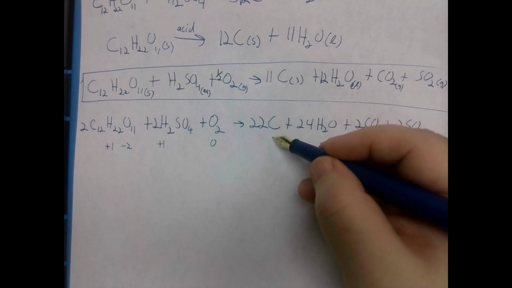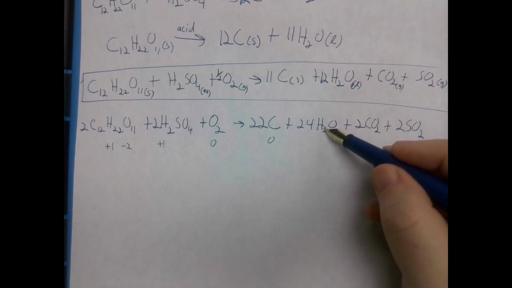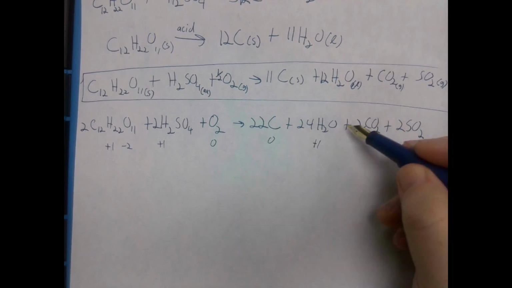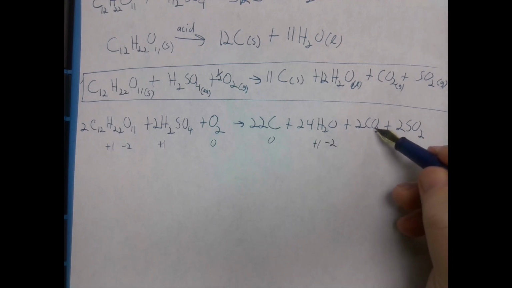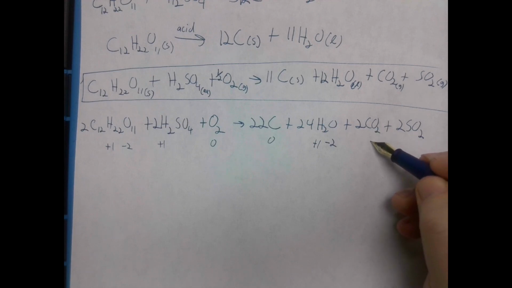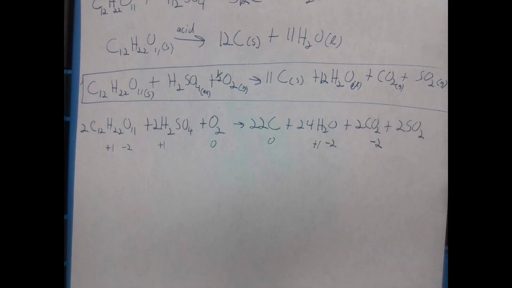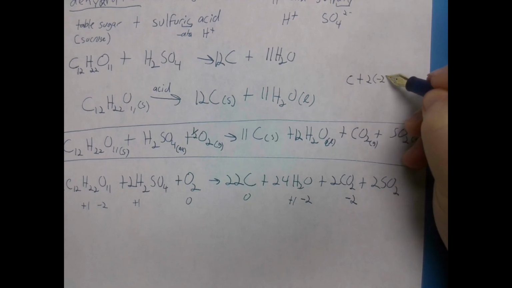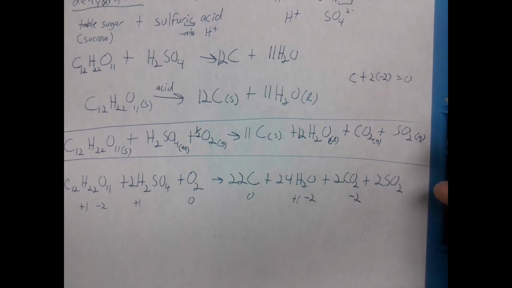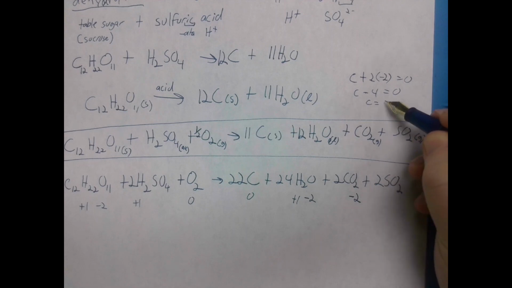What is the oxidation number here for carbon? What about hydrogen and water? Oxygen, -2. Oxygen here, -2. What would the carbon thus have to be? So we have carbon, plus 2 times -2, and this is a neutral compound, so it has to be 0. So carbon minus 4 has to equal 0. Carbon is equal to plus 4.